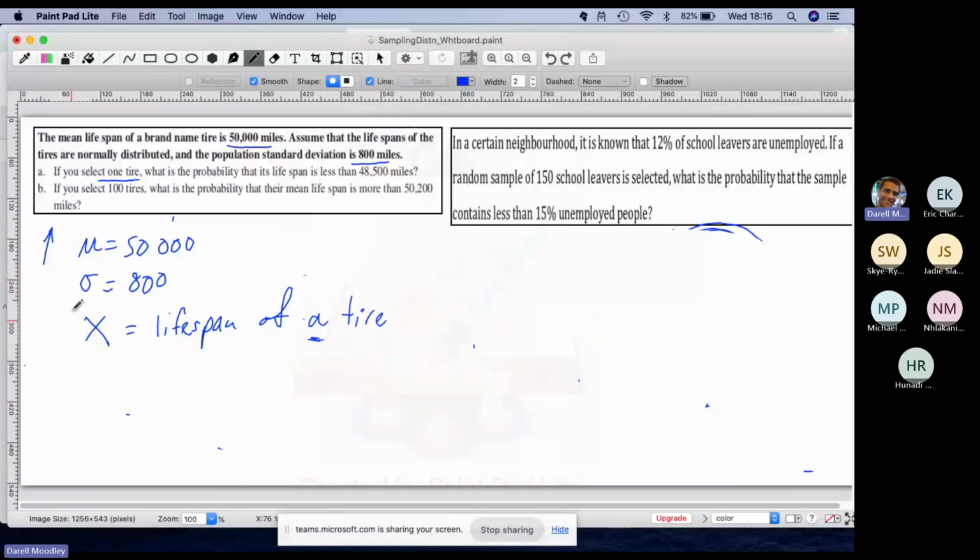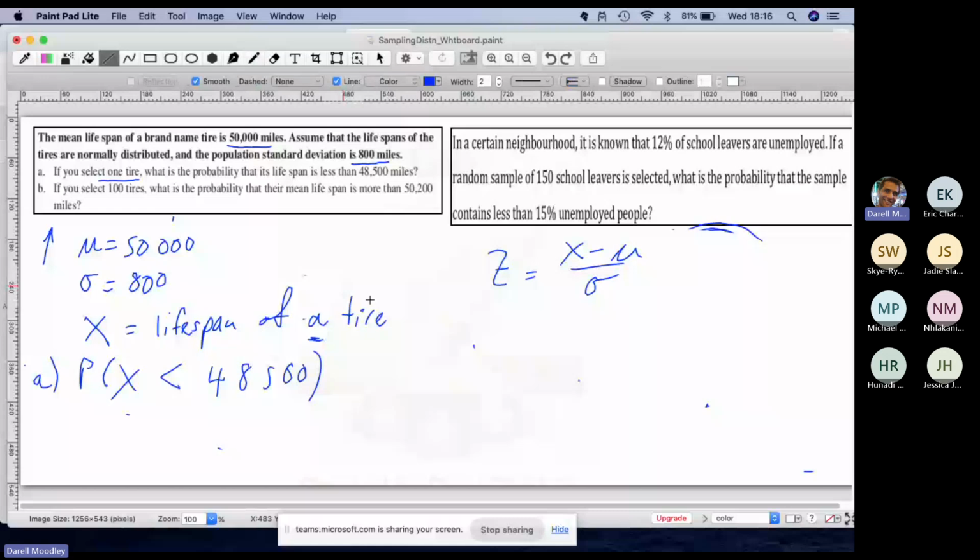All right. So what they're asking us for question A is, what is the probability that X is less than 48,500? We need to solve this like we did last week. We need to convert this to a Z statistic, and we do that by using the formula Z equals X minus mu all over sigma.